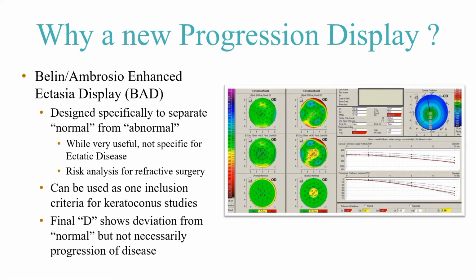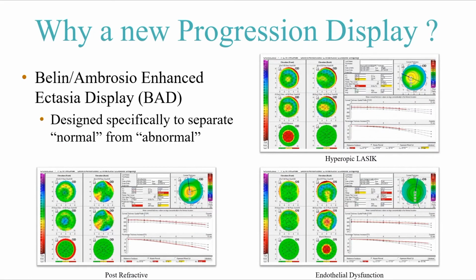Now, what do we mean by that? Well, let's look at these three examples. The upper right display is hyperopic LASIK, clearly not ectatic disease. The lower left is post-refractive surgery, again, an abnormal cornea, but again, not specific for ectatic disease. And the lower right is endothelial dysfunction or corneal edema. If you have a markedly thickened cornea, it is an abnormal cornea. It will give you an abnormal final D, but again, not specific for ectatic disease.